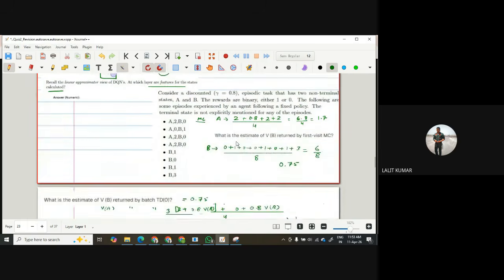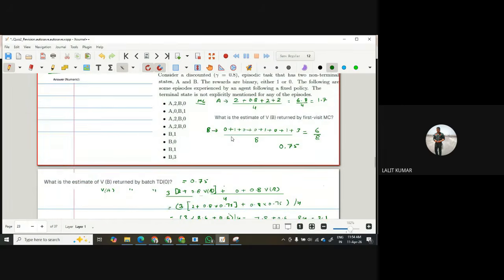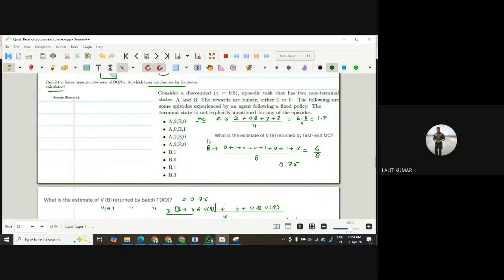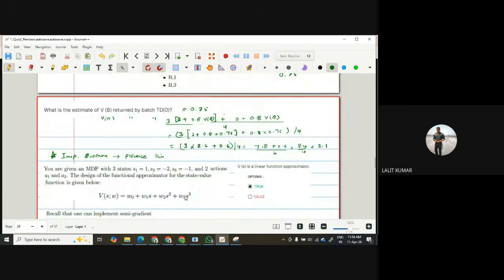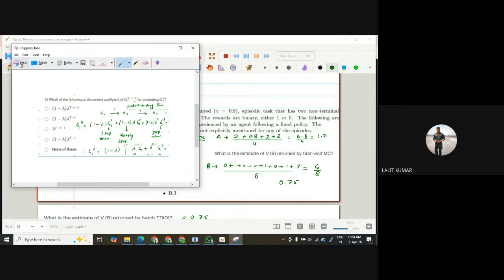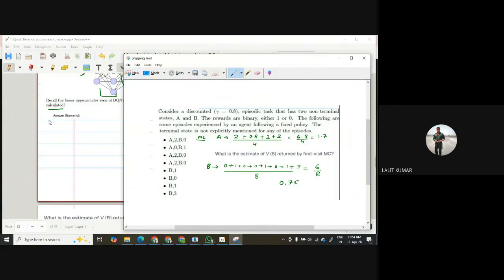Okay. Now this was a question where I had told you that we will discuss this question. So we can do that. Here the discount is there. So we have to find the Monte Carlo, and then we have to find it by the batch TD, and we will see the MDP also. Shall we solve this question? Yes, sir. Okay.